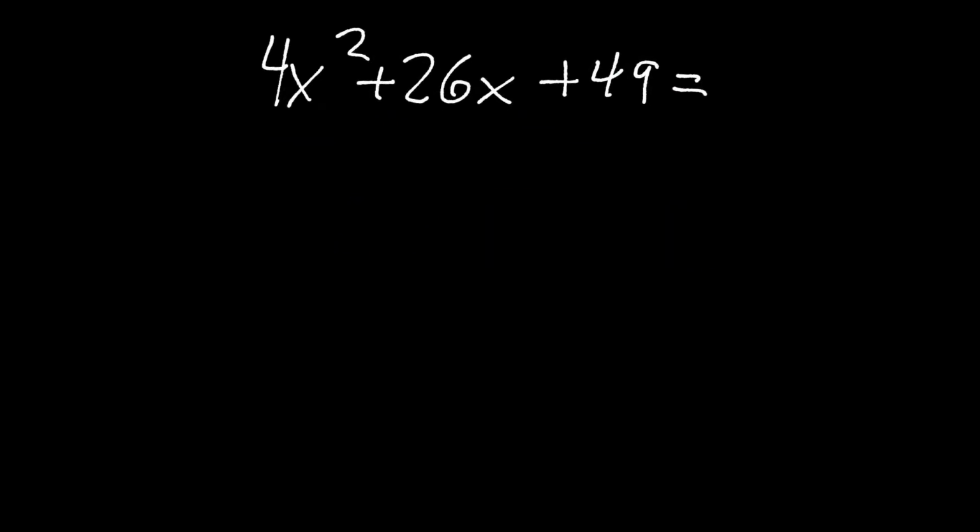Alright, so here is 4x squared plus 26x plus 49. Numbers got a little bit bigger, but that's okay. We still have what looks like a perfect square on the front and a perfect square on the back. 4x squared is the same thing as 2x times 2x. Remember, x squared is just x times x, and then we take the square root of 4, which is 2 times 2. We can do the square root of 49, which is 7 times 7.